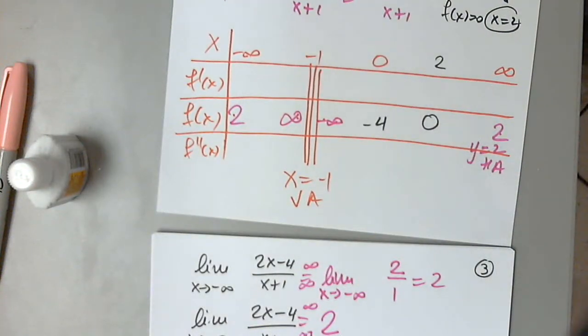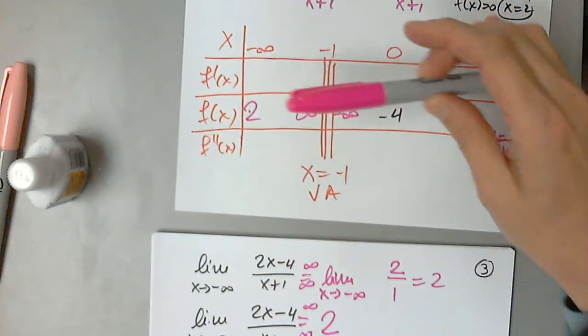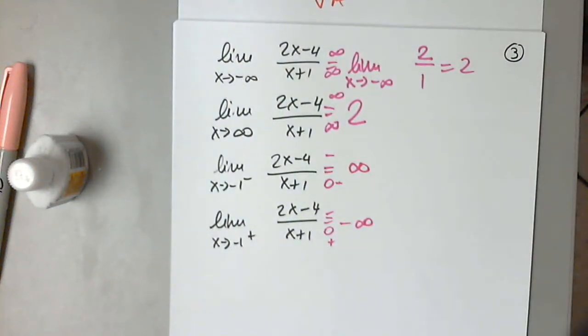There is nothing else we can find about the function from the function itself. We're done for the limits, vertical asymptotes, horizontal asymptotes, x and y intercepts. That's it. There's nothing else. So now we can continue with the first derivative and study it and find critical numbers.